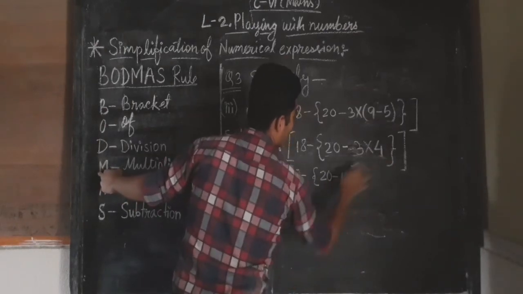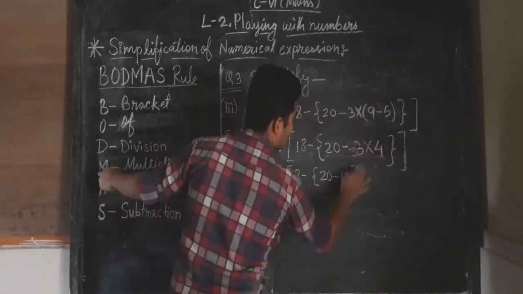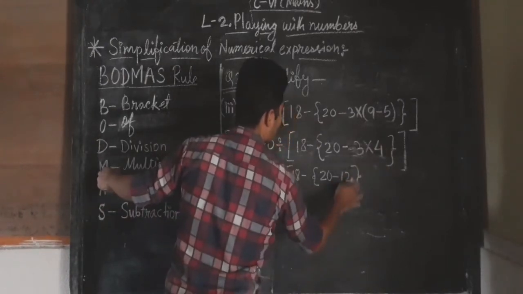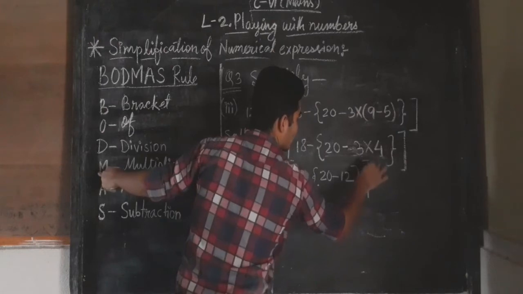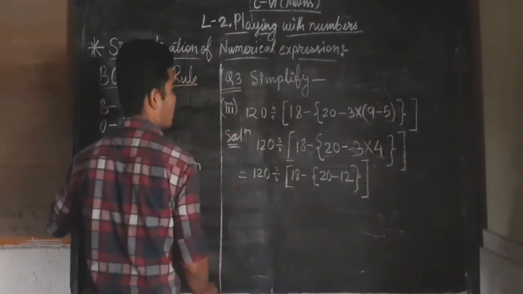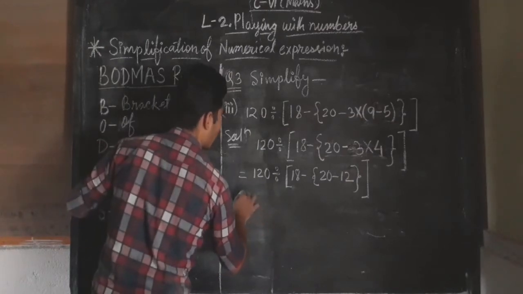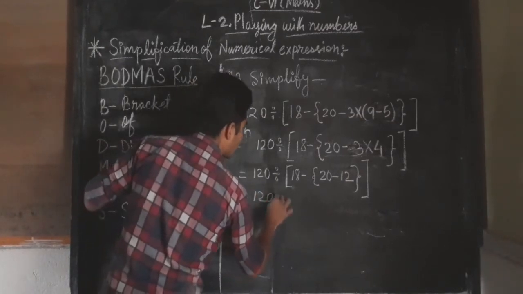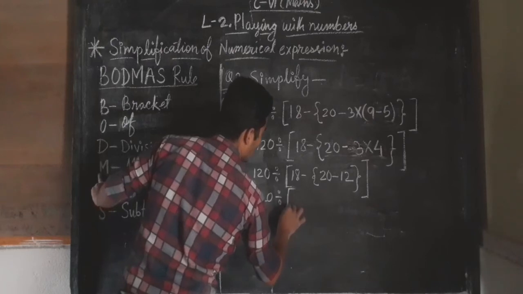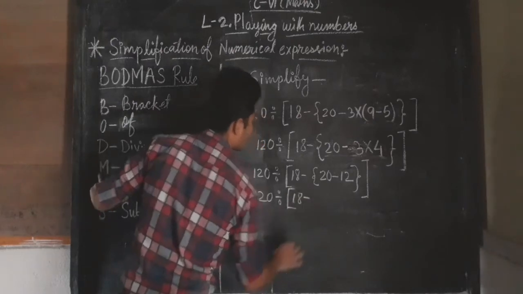Now these two multiplied, then we got 12. Now put this bracket, and still the third bracket will be as it is, and then the second bracket also will be as it is. Now we cannot open. Now in the next step we are going to open the second bracket.